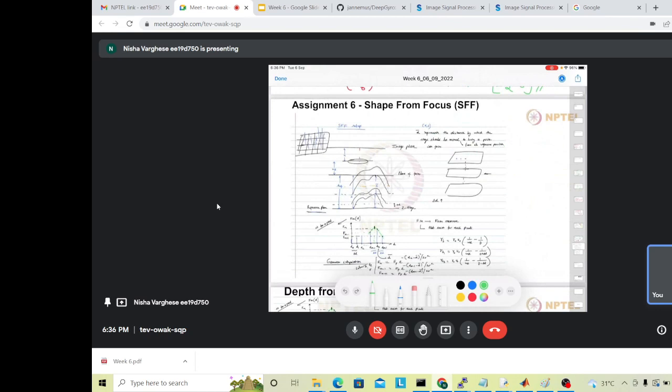So the next one is assignment 6, shape from focus. So this is the assignment of this week, assignment 6. For assignment 6, you have to know the topic of shape from focus that was discussed last week.